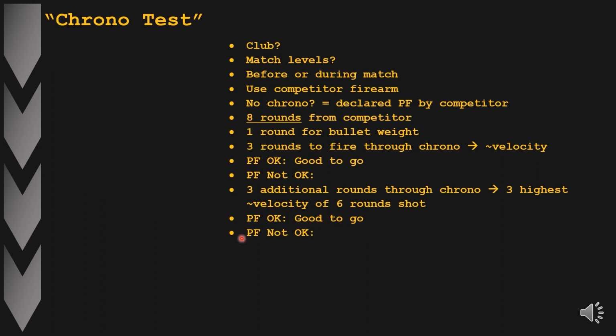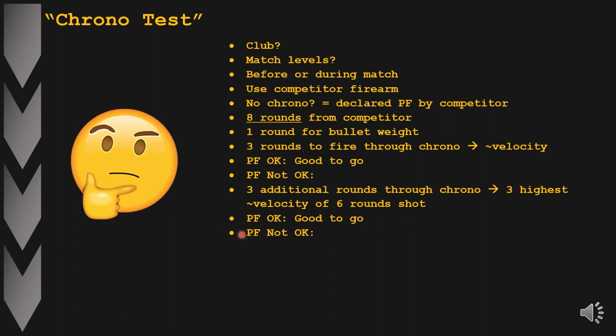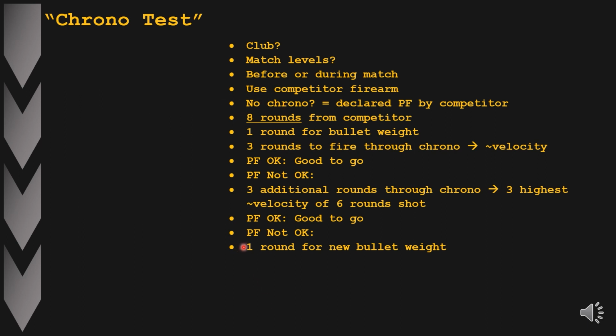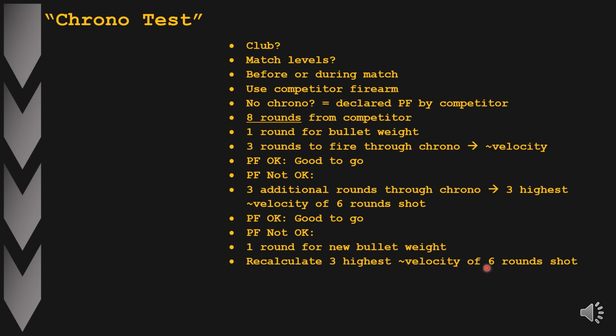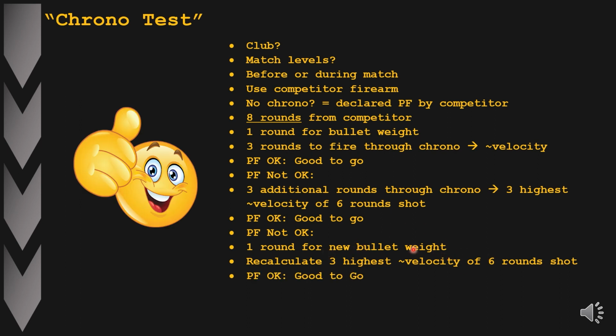But a problem arises when you still did not achieve the power factor. Then there's still 1 round left from the 8 rounds, which is used to weigh the bullet another time, and again they will recalculate using the 3 highest average velocities of the total of 6 rounds shot, together with the new weight of the bullet. And if the power factor then is okay, you again are good to go.